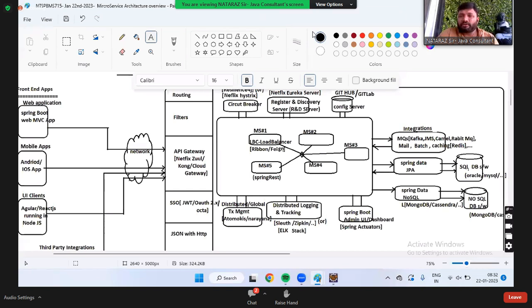Should all microservice code be there in Git, or when the config server is there? Rajendra, no such guarantee. No such guarantee.